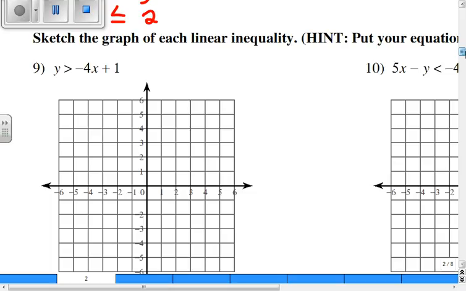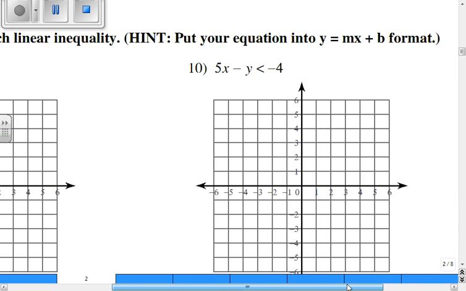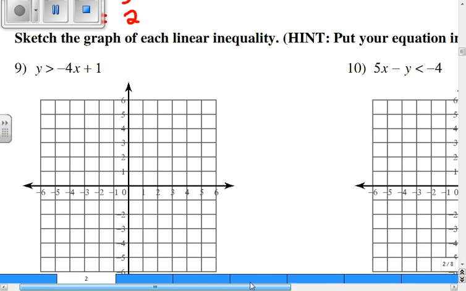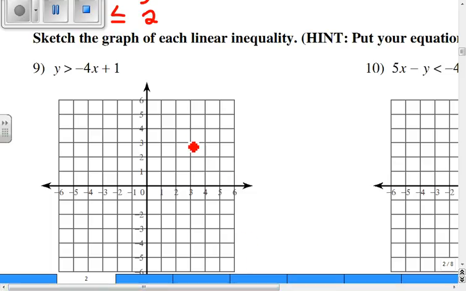Okay, problem number 9. We're asked to sketch the graph of each linear inequality. And we need to make sure that it's in y equals mx plus b format. So the first thing I'm going to do is identify whether or not I'm in y equals mx plus b format. And on this first problem, I am. So I'm going to identify my slope. My slope in this case is -4.